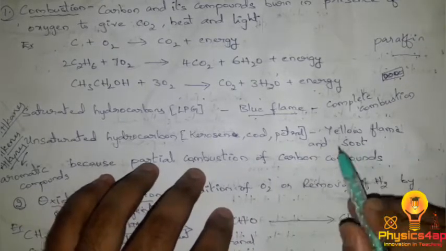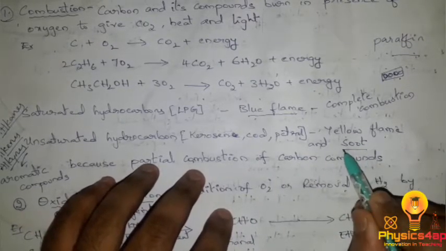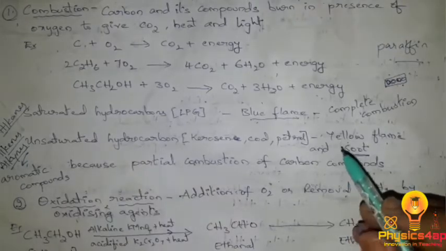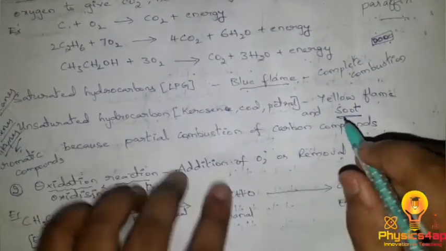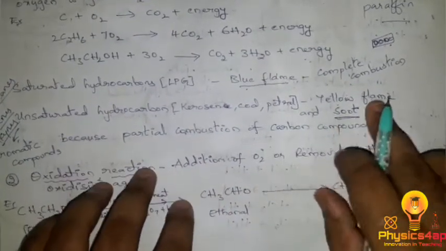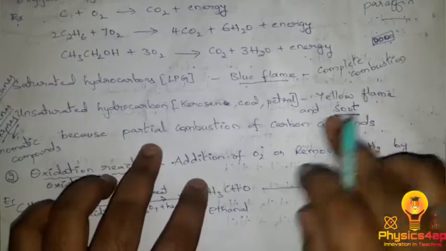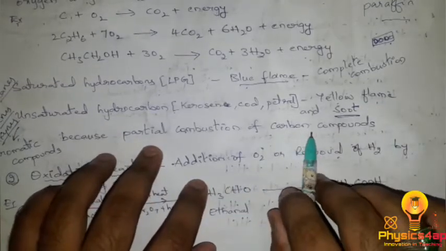So when they burn, they produce a yellow flame along with soot. That means whenever you burn petrol, you see black smoke coming out of it. So that is what we call soot. And why do the yellow flame and soot come out? Because of the partial combustion of carbon compounds.